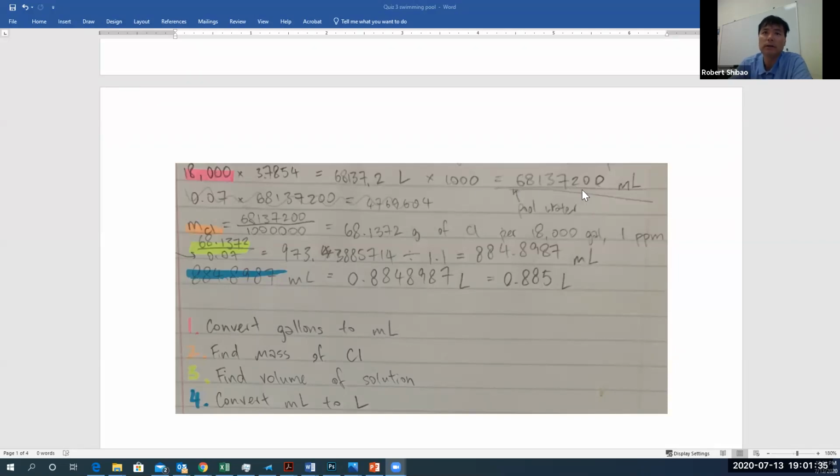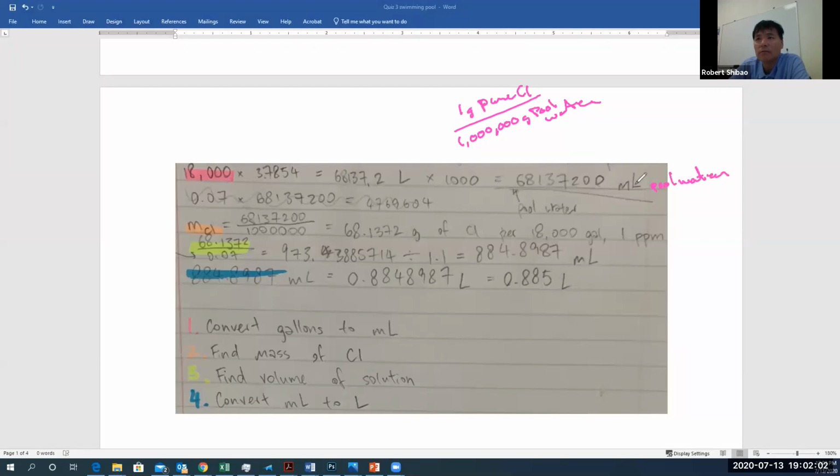Because as you recall, the ppm level for the pool is 1 ppm, so it's 1 gram of pure chlorine per million grams of pool water. So here you're going from milliliters of pool water.